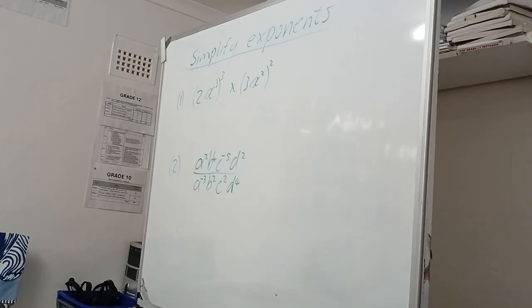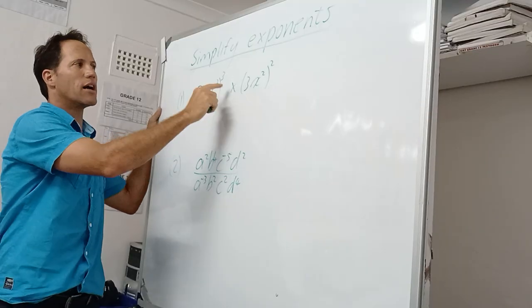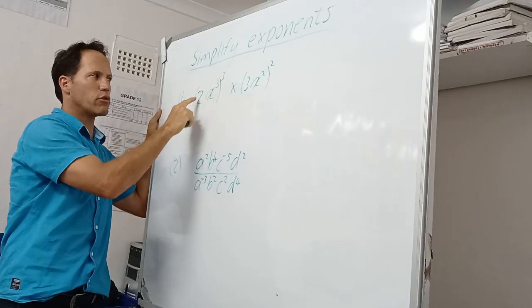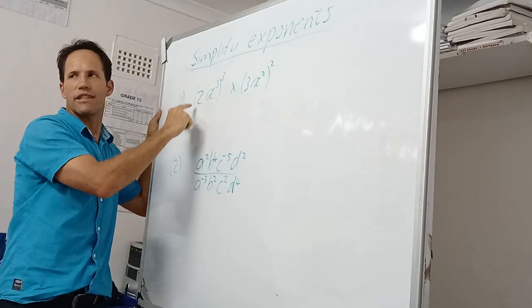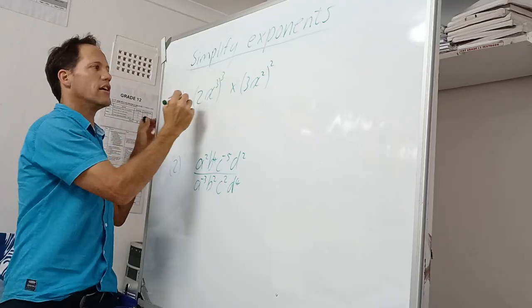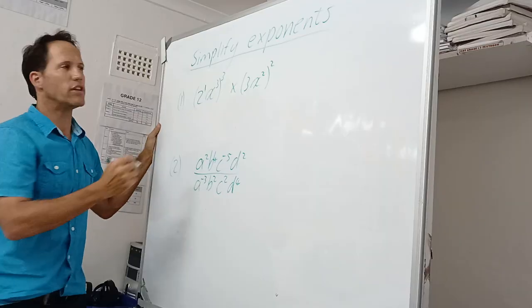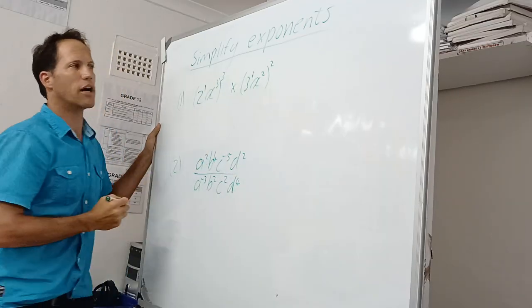With this one, the reason why I want you to look at this one is because what happens sometimes is learners multiply the 3 with the 2. And they say 2 times 3 is 6, but you can't do that. Okay? You always have to consider that if it's just a 2, it's actually 2 to the power 1. And if it's just a 3, it's actually 3 to the power 1.